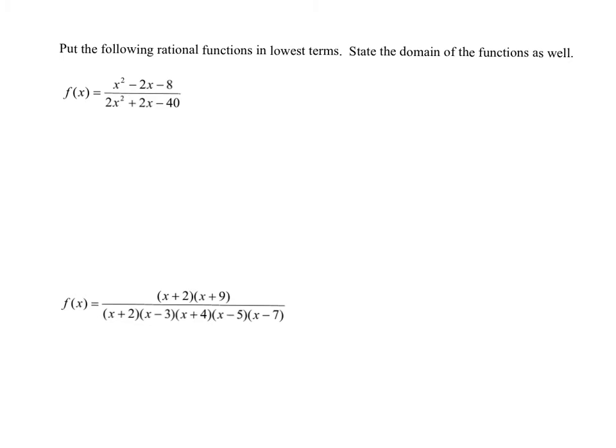Looking at our first function, f of x equals x squared minus 2x minus 8 over 2x squared plus 2x minus 40. We want to start by factoring the numerator and the denominator. If I look at my numerator, x squared minus 2x minus 8, I'm looking for the numbers that multiply to negative 8 but add to negative 2. So when we factor, we get x minus 4 times x plus 2.